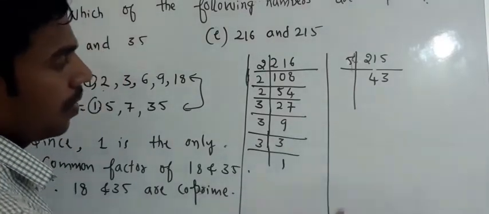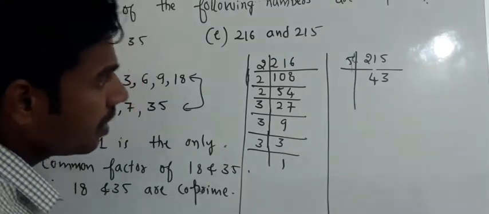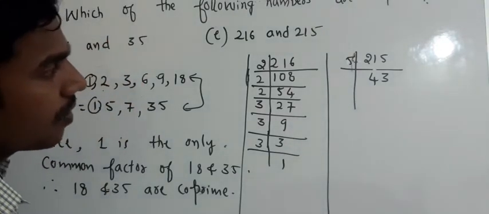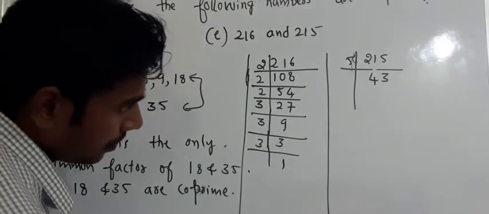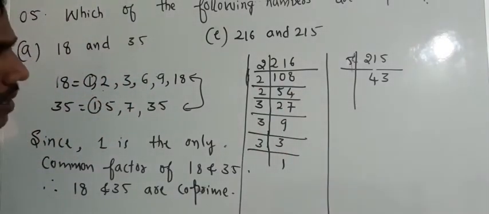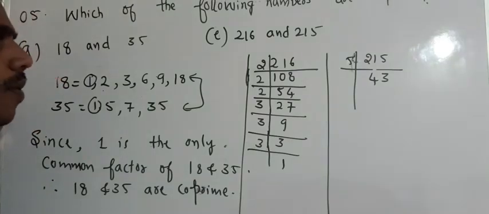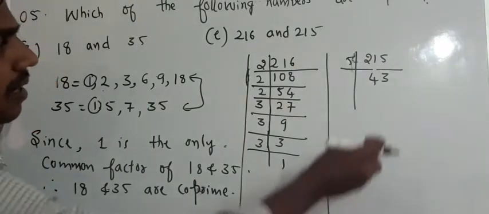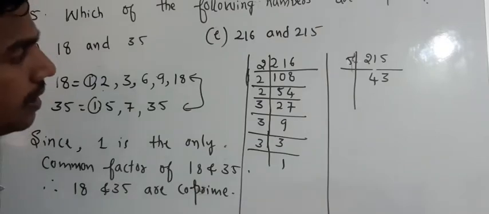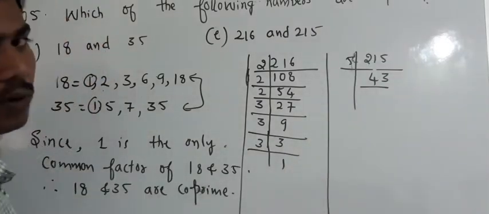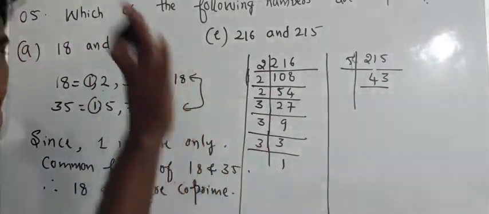So only 5 and 43 are the factors of 215. 43 is a prime number. See, 43 is not divisible by any number except 1 and 43. Only factors of 43 are 1 and 43, hence it is a prime number. We'll stop here only. Whenever you get a prime number, you should stop there only.